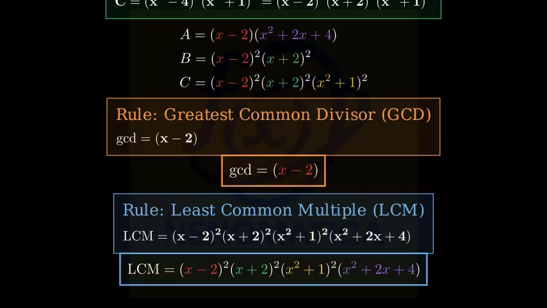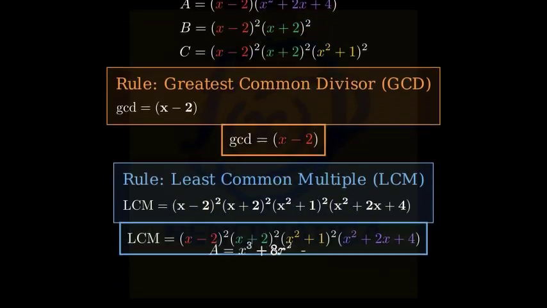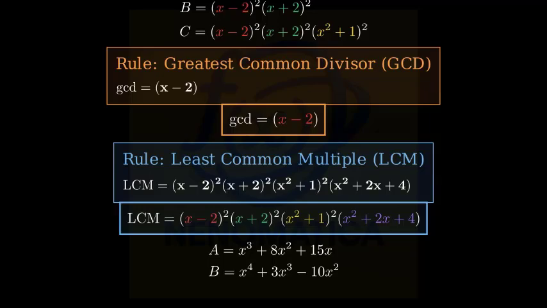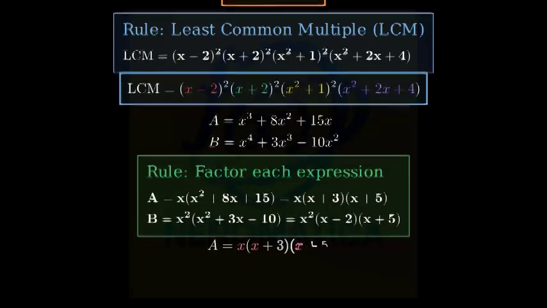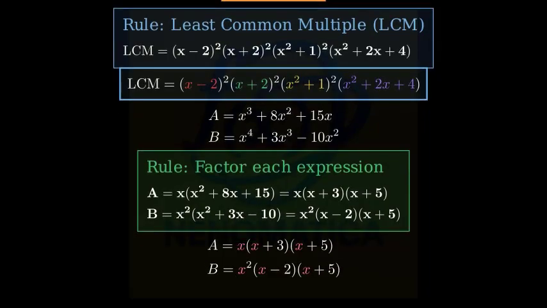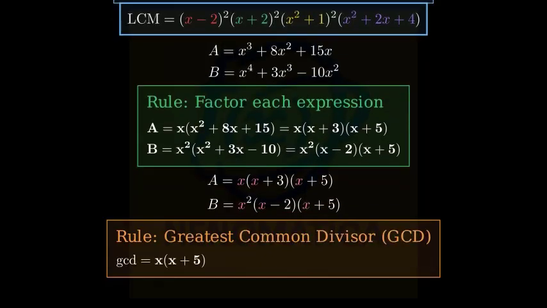Second set of expressions. We will now consider A and B for the second set, and follow the same structure. Factor, then compute the greatest common divisor and the least common multiple. First, write the expressions. Apply the rule: factor each expression. Then write the fully factored forms. Now, compute the greatest common divisor. The common factors are x to the 1st power and (x plus 5) to the 1st power. So the greatest common divisor is x times (x plus 5).